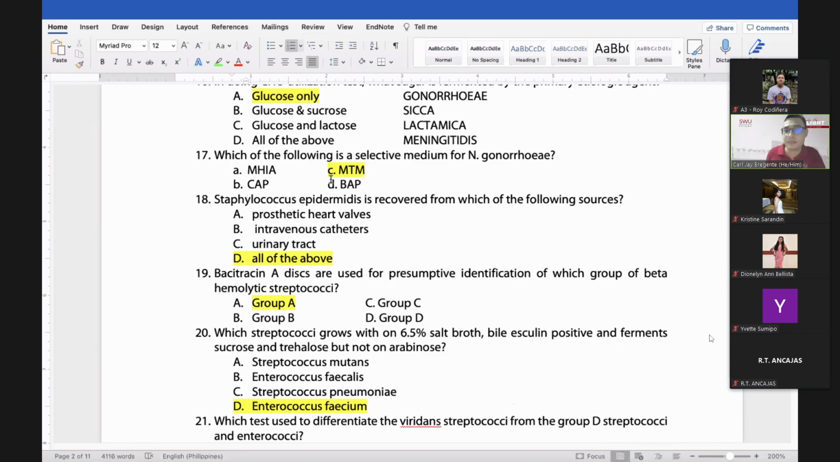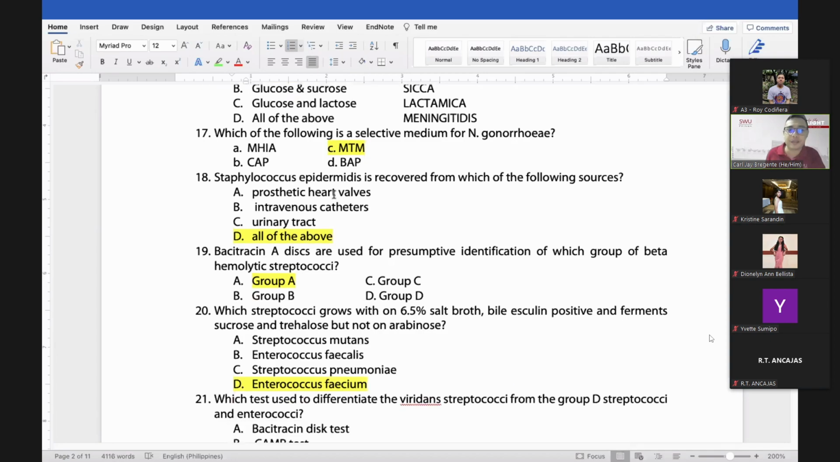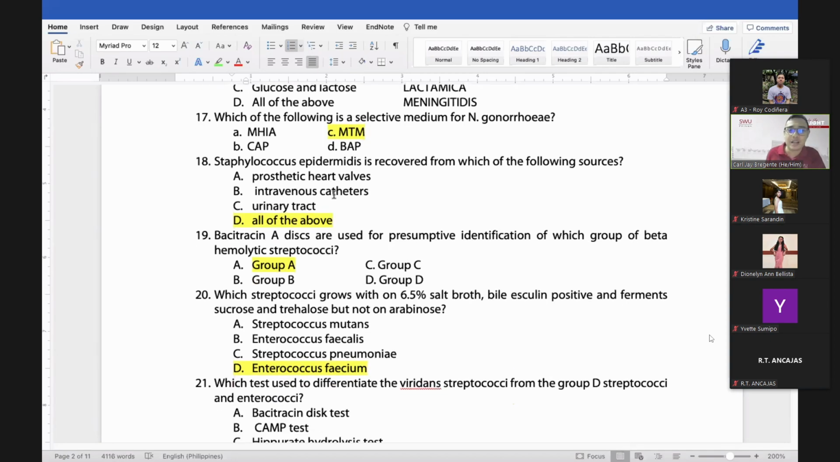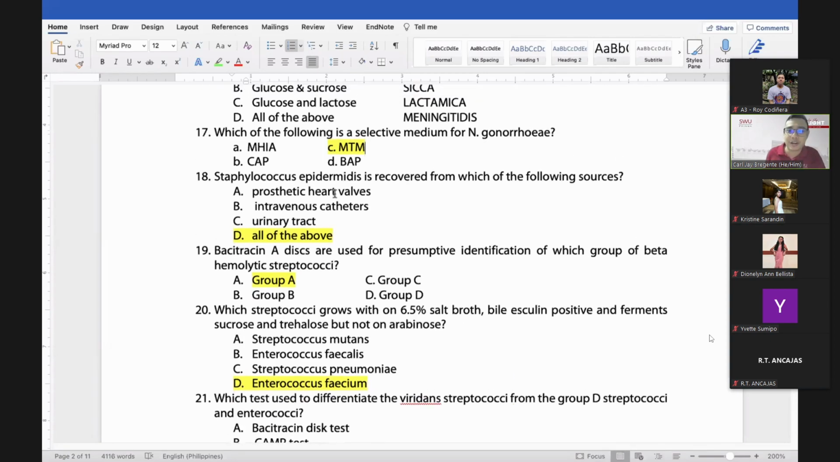So swabs from the throat. So that is what we commonly use. Blood agar plate is never a selective medium, remember that, because it will allow growth of almost all organisms. Number 18. Staphylococcus epidermidis is recovered from which of the following sources?